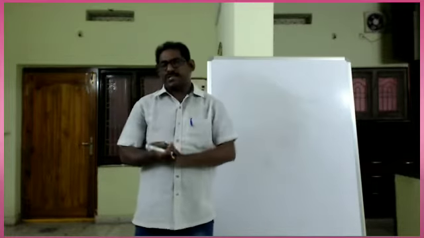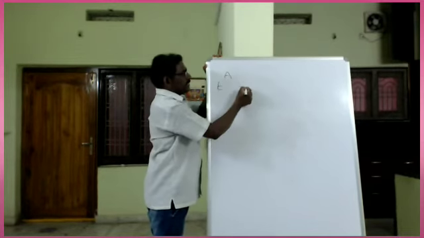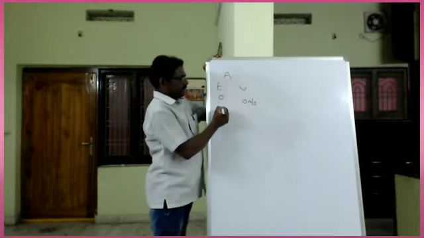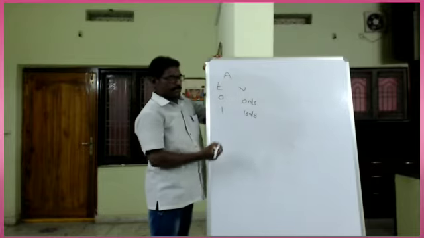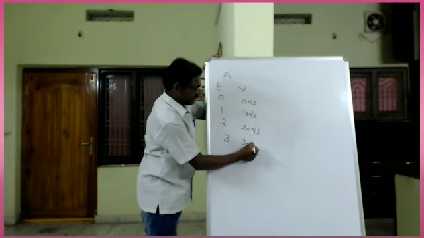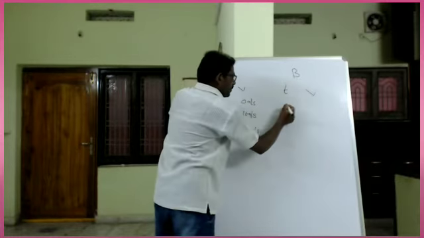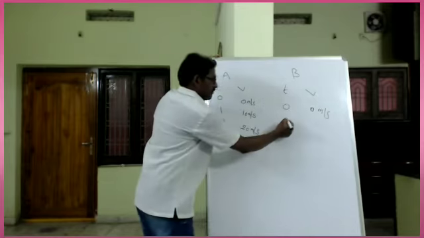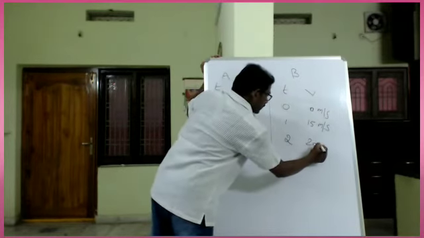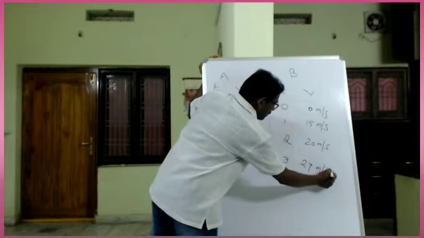Consider two objects which are moving in one particular direction. If you consider their time and speeds, for an object A, here is the time and here is the speed or velocity. At 0 seconds, initially it is 0 meter per second. After 1 second, it acquires 10 meter per second. After 2 seconds, its velocity becomes 20 meter per second. After 3 seconds, its velocity becomes 30 meter per second. In the same way, consider an object B. At 0 seconds its velocity is 0 meter per second. For the first second, its velocity becomes 15 meter per second, in the second second, its velocity becomes 20 meter per second, and in the third second, its velocity becomes 27 meter per second.